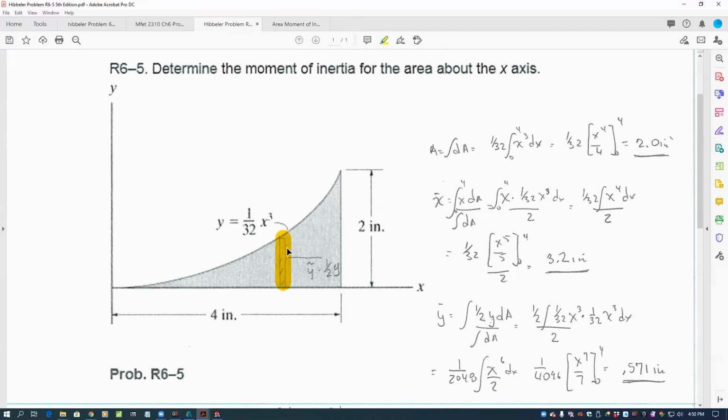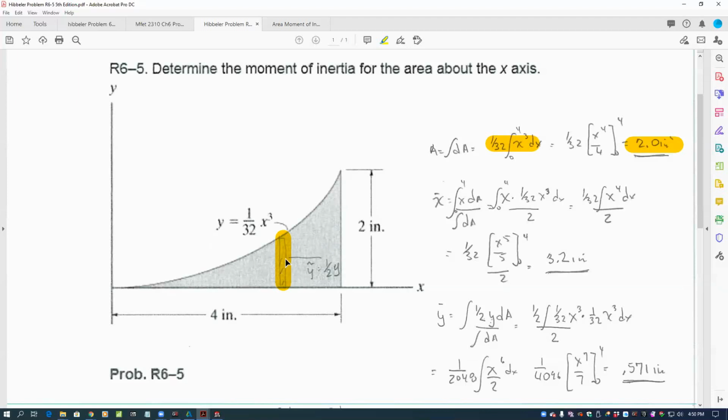So y dx, as we integrate from 0 to 4. I probably should say y dx, but we change y in terms of x, which is 1/32 x cubed, so we can substitute that in here and integrate it from 0 to 4. It becomes 2 inches. So that's the area underneath the function.